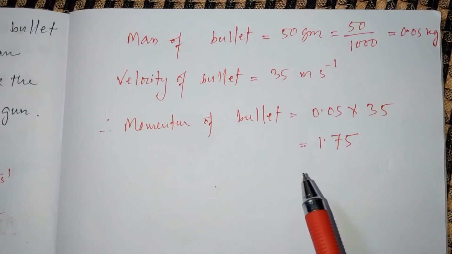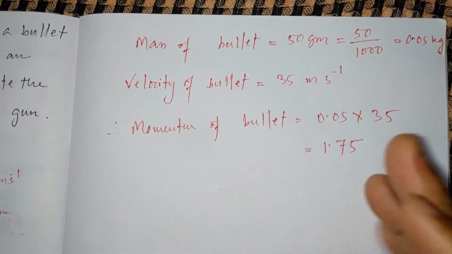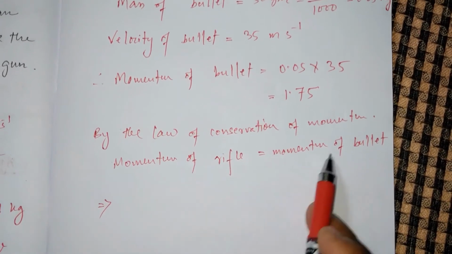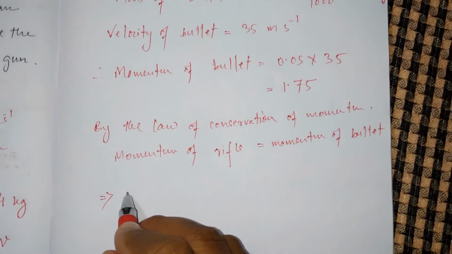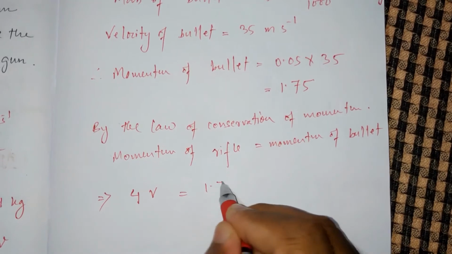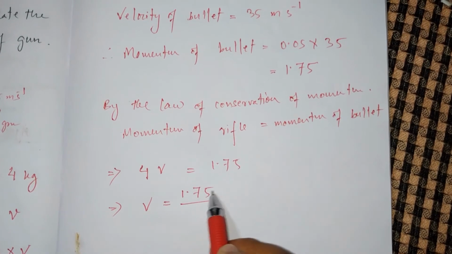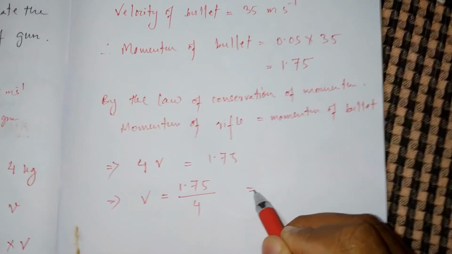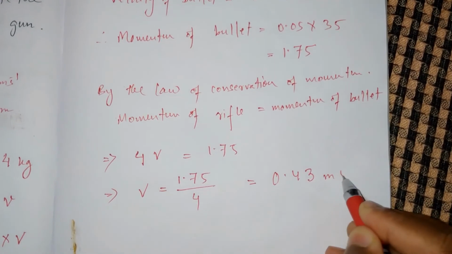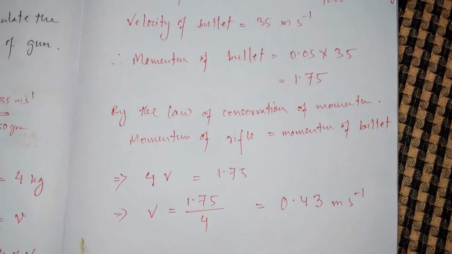Now we can say the law of conservation of momentum says momentum of rifle will be equal to momentum of bullet. So what is the momentum of rifle? This is 4v, and momentum of bullet is 1.75. Then 4 is divided here, it will be v equal to 1.75 divided by 4, and if you divide it, then you will get 0.43 meter per second. So this is the initial recoil velocity of the gun. Okay, so this is the end of this question.